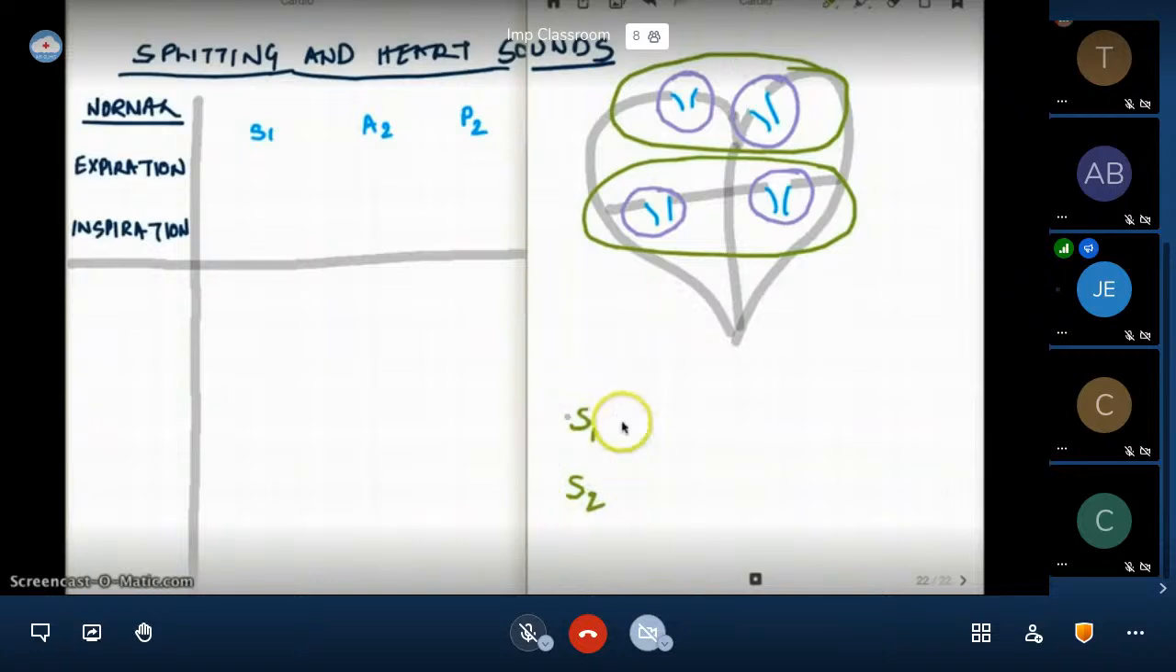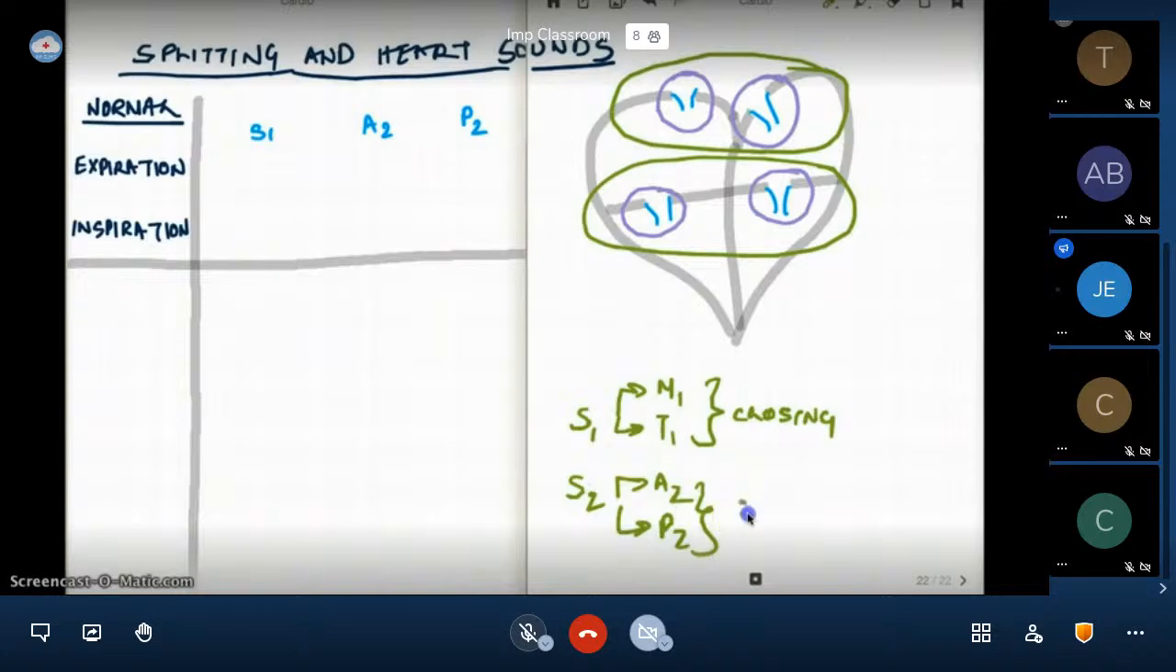Okay, so S1 is really a combination of mitral and tricuspid closing, and S2 is really aortic and pulmonary closing, right? So our focus is really S2, not S1. So we're just going to treat S1 as S1. S2, we have divided into A2 and P2 here.